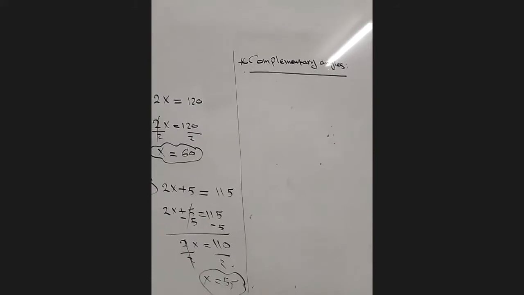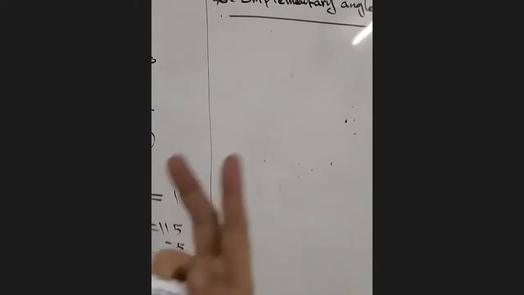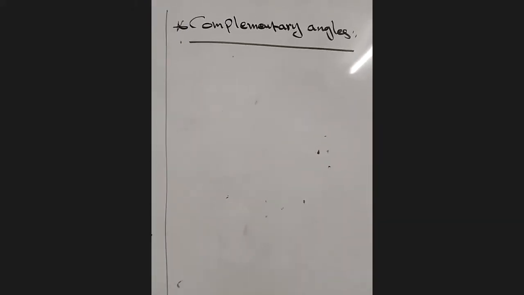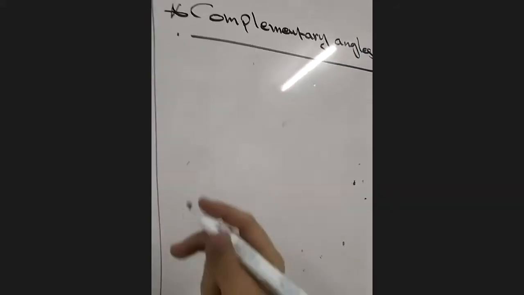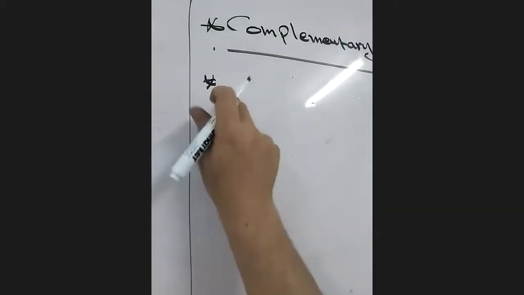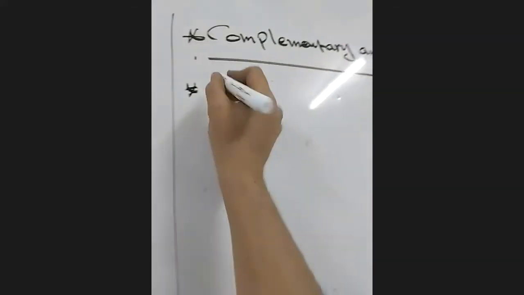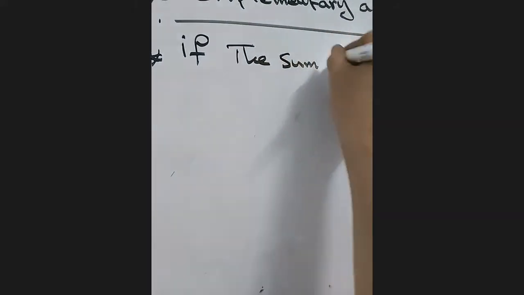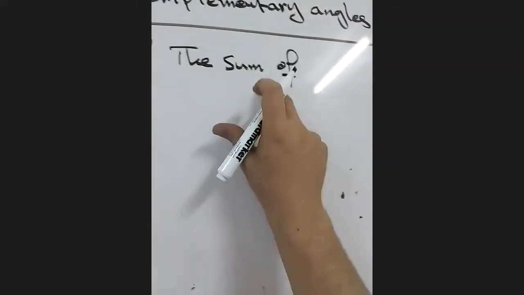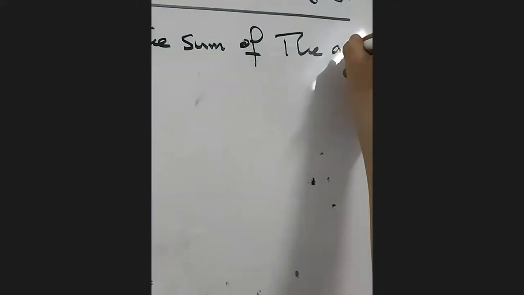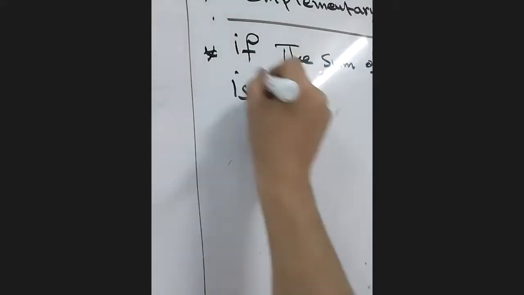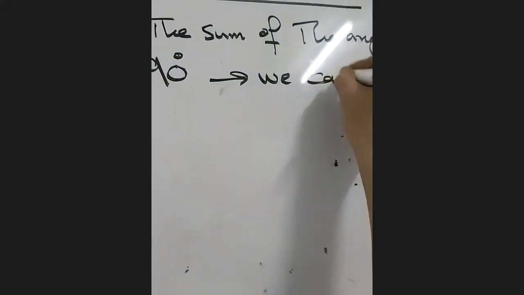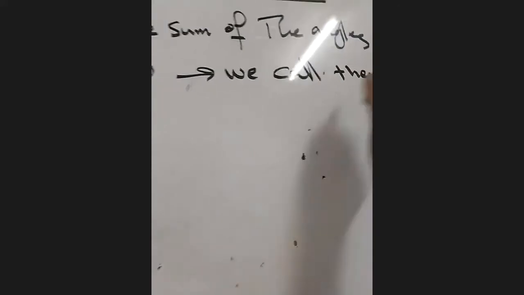Now, the complementary and supplementary angles, guys, will be pairs. Pair means two angles, like the vertical, two angles, adjacent, two angles, okay? Now, the complementary angles, look here, guys. Focus to know what the complementary angles are. If the sum of the angles is 90 degrees, we call them complementary.